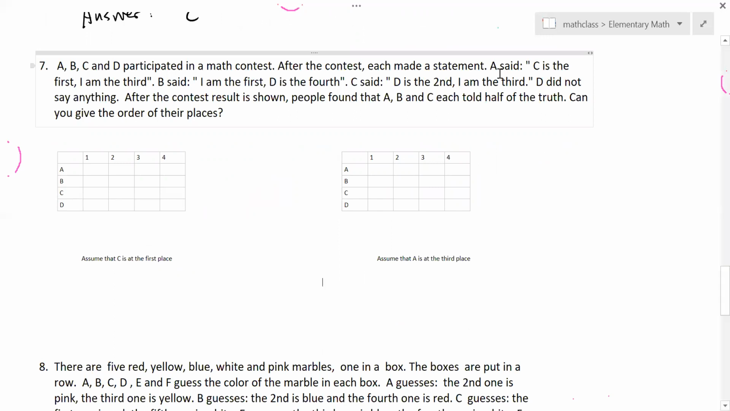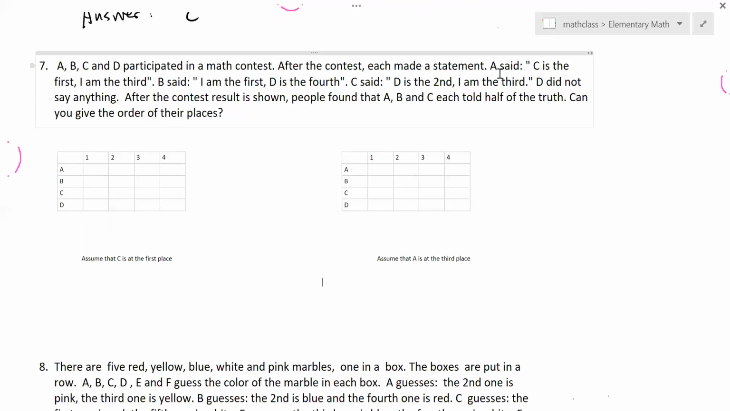Okay, what are we trying to do here? A and B and C participate in a math contest. After the contest, each made a statement. A said C was the first, I'm the third. B said I'm the first, D is the fourth. C said, D is the second, I'm the third. D did not say anything. After the contest result is shown, people find out A, B, C each told half of the truth. Can you give the order of the persons?